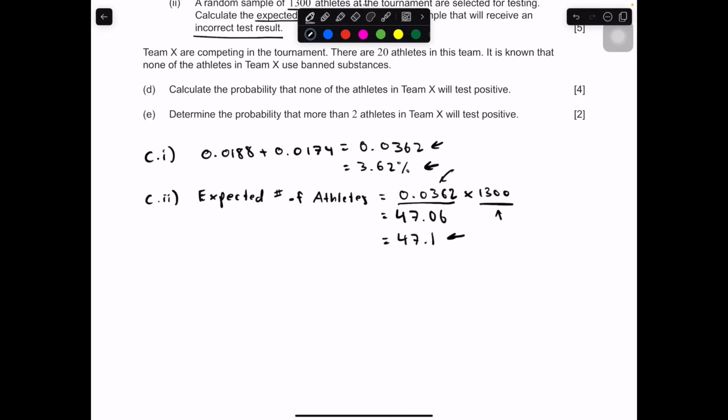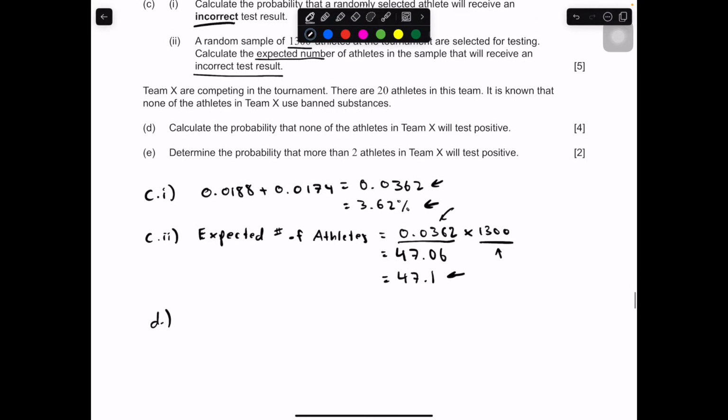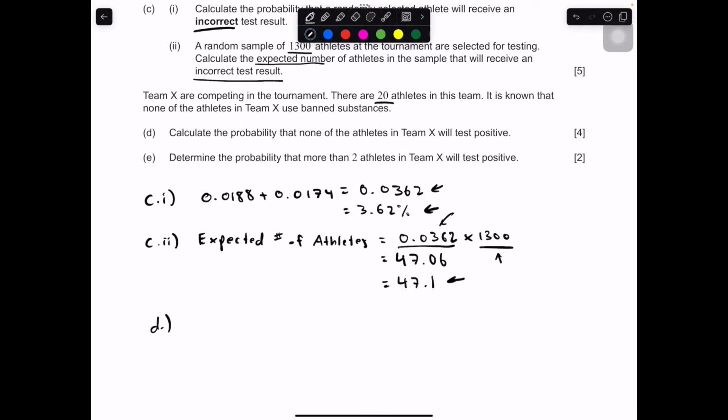Let's go on to part D. Team X are competing in the tournament. There are 20 athletes in this team. It is known that none of the athletes in Team X used banned substances. And then I suppose a sufficiently cynical person would say that Team X is very good at hiding it. All right. Calculate the probability that none of the athletes in Team X will test positive. So it's known that none of the athletes use banned substances.